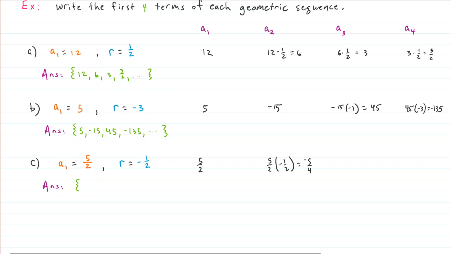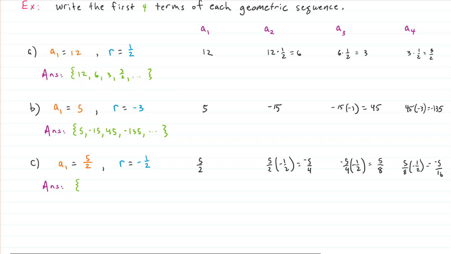We take that negative 5/4, multiply again by negative 1/2 to get our third term, and we get a positive 5/8. We take that 5/8, multiply by negative 1/2 to get our fourth term, which is negative 5/16.